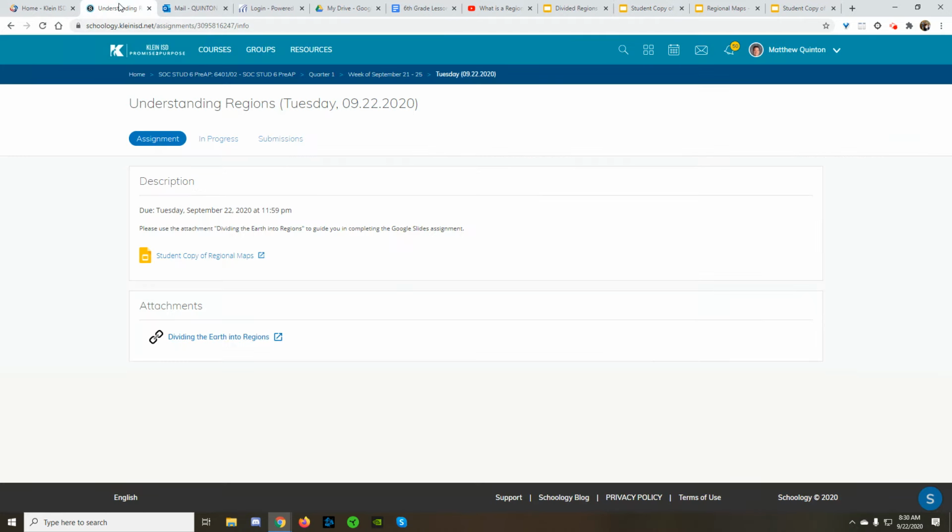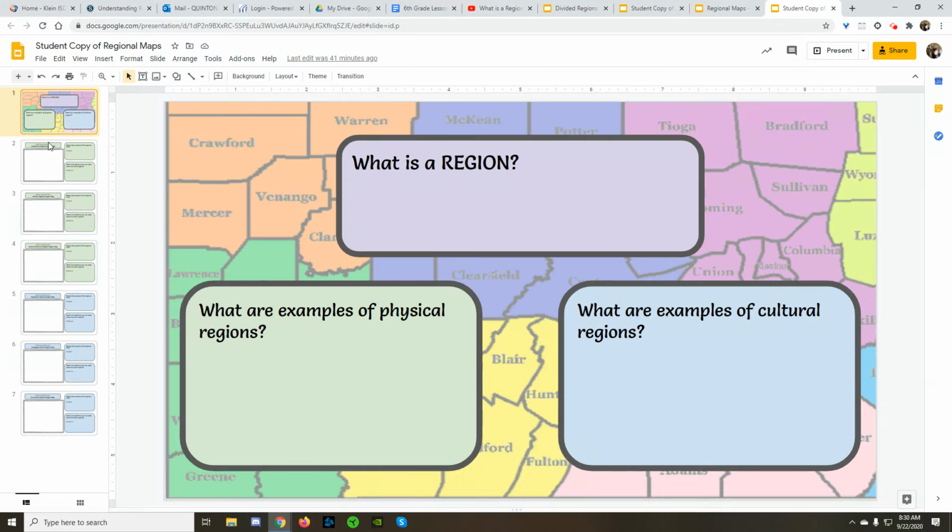And so this is what you're going to use to help you to complete the Google Slides assignment, which is to do your own copy of this work. So you're going to need to define what a region is after watching the video and after having talked with us in class or reviewing this video. Please do not copy and paste a definition. Read the definition and put it in your own words, okay? It doesn't have to be exactly the same, but you want to put it in your words so that you can show me that you are understanding what you're reading.